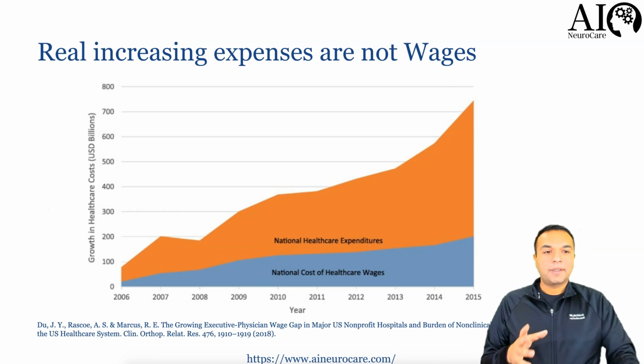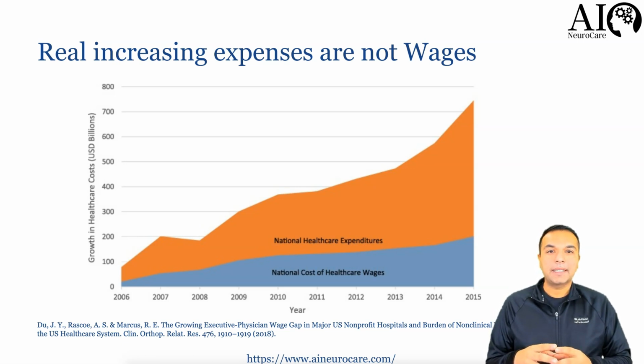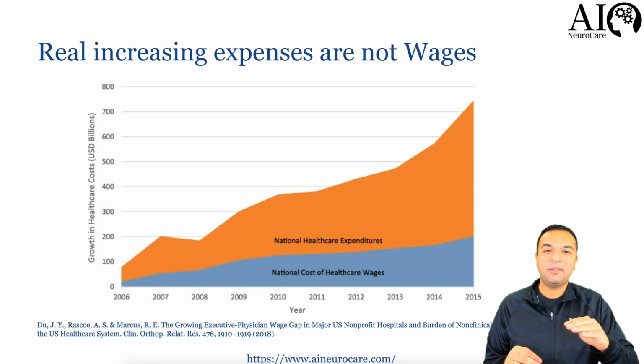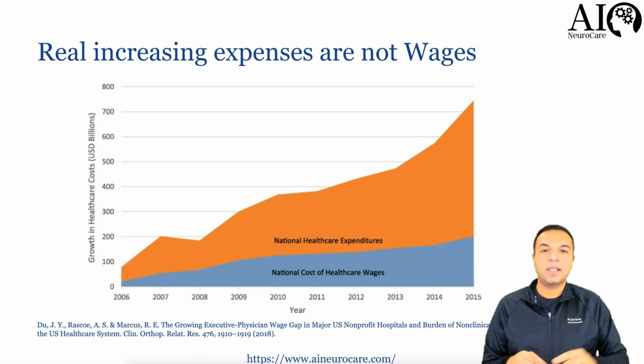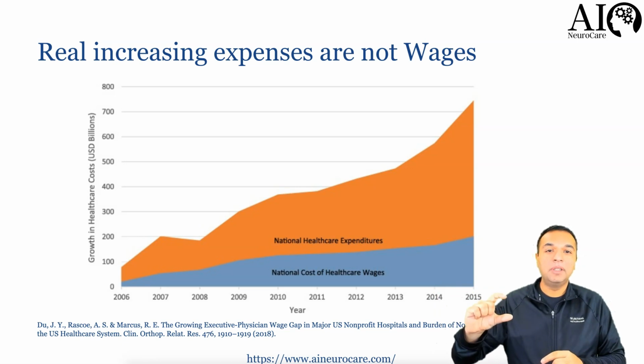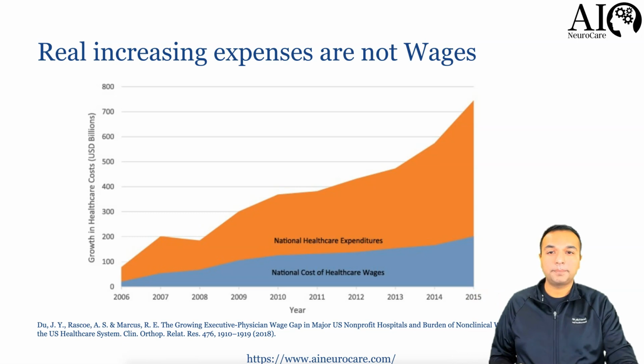So this article is The Growing Executive-Physician Wage Gap, published in Clinical Orthopaedics. This graph, as you can see, states that national wages of healthcare have slightly improved, but at a much lower pace compared to the national healthcare expenditure. And wages become less and less of the larger portion of the whole expenditure.